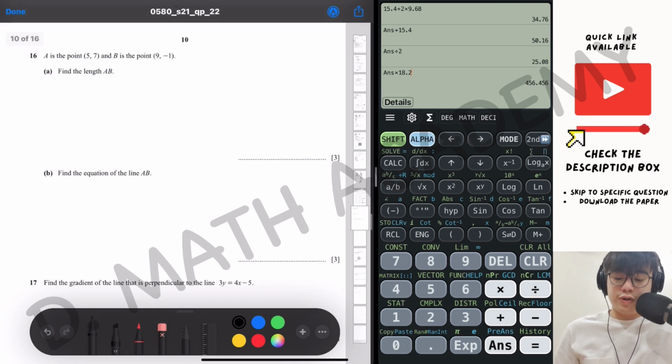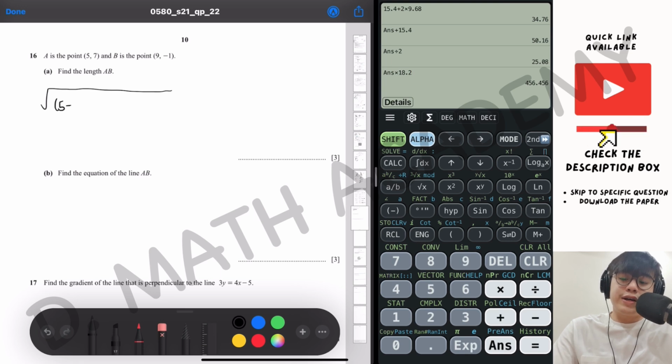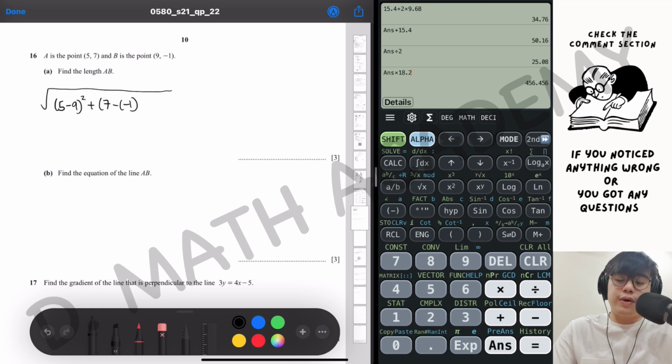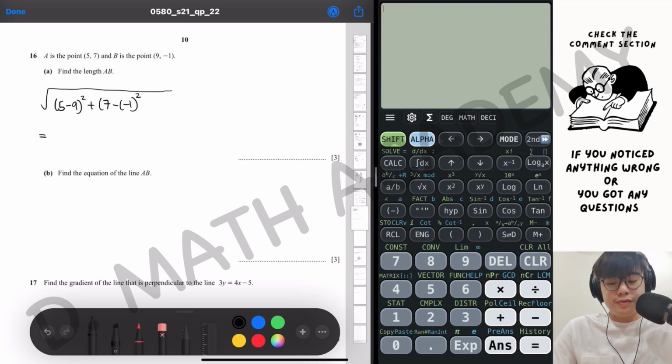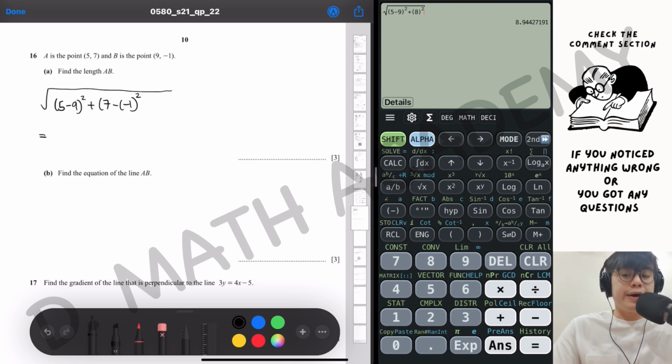Moving on, we are at question 16 already. Find the length of AB. You will be using the formulas here. So you have 5 minus 9 squared plus 7 minus negative 1 squared. So let's work out the results here. Minus becomes plus, that's why I wrote 8 here. And you get your final answer as 8.94, after correcting it to 3 significant figures.